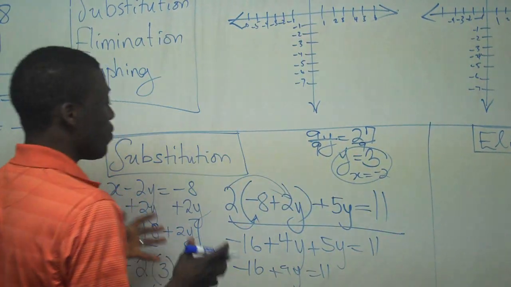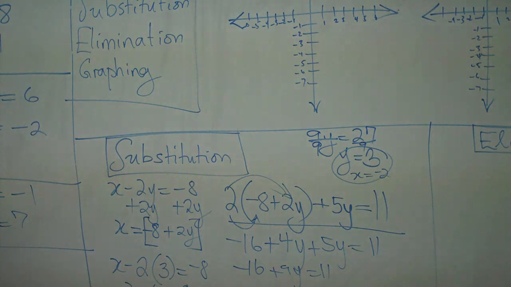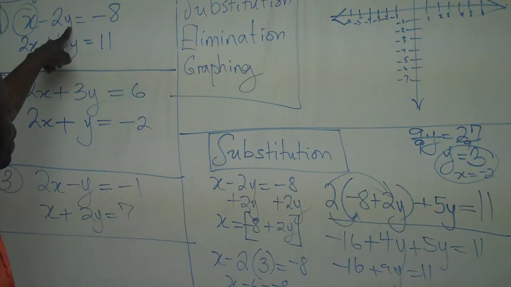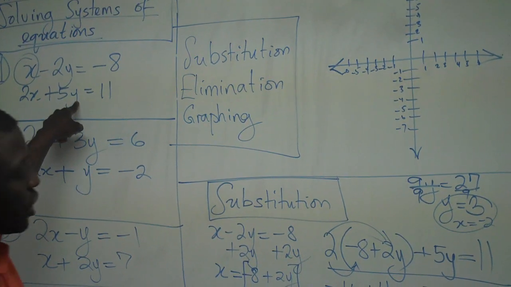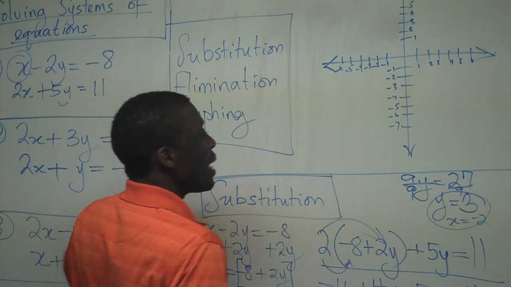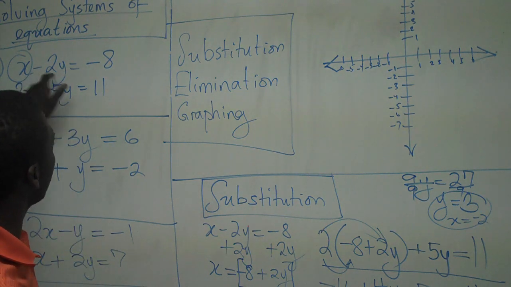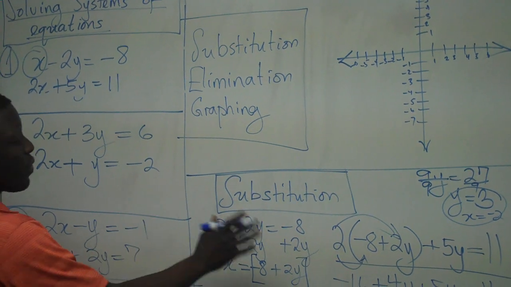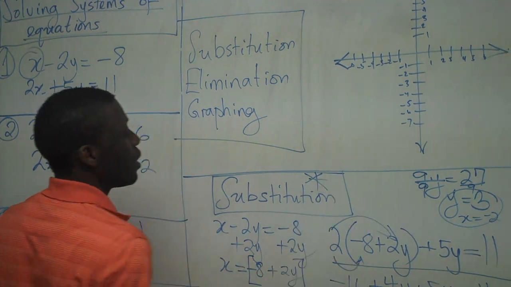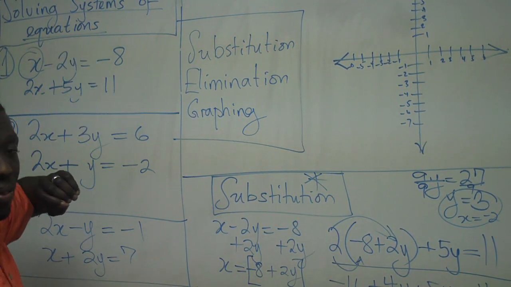If I decided to solve these systems of equations by graphing, the first thing I would do is solve for y in the first equation, and then solve for y in the second equation, and then put them on the graph, and they should intersect at a certain point. So let's go ahead and solve for y in this equation. We've solved this using substitution. Now we're going to talk about solving it using graphing.